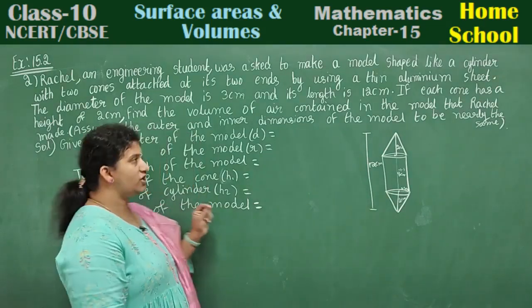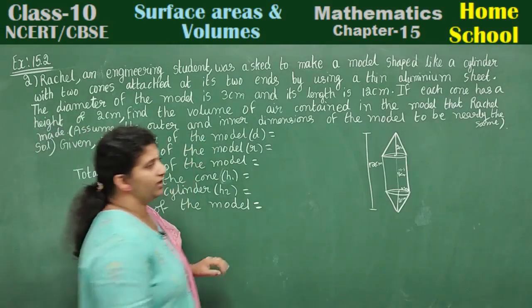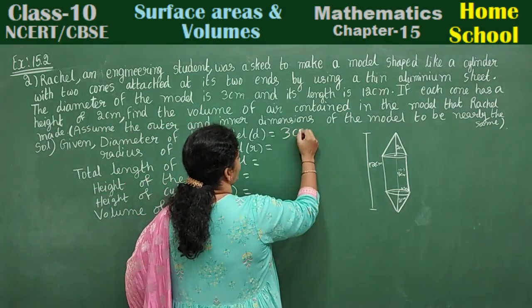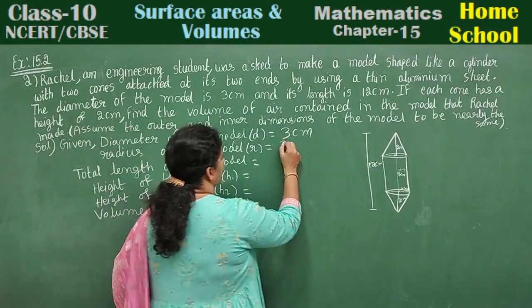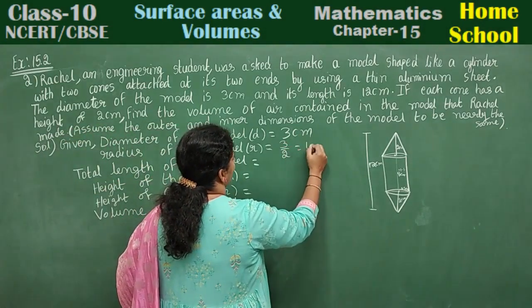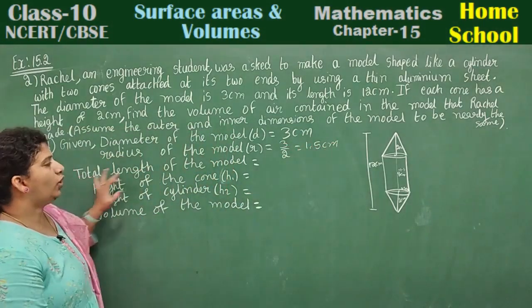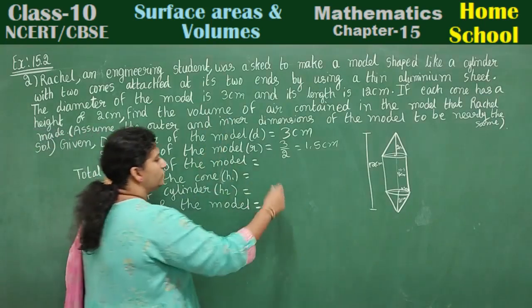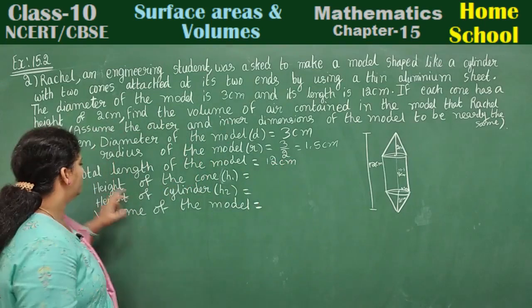Okay, let's start the solution here. Given, diameter of the model is 3 centimeters. Radius of the model 3 by 2, that will be 1.5 centimeters. Total length of the model is how much? 12 centimeters.